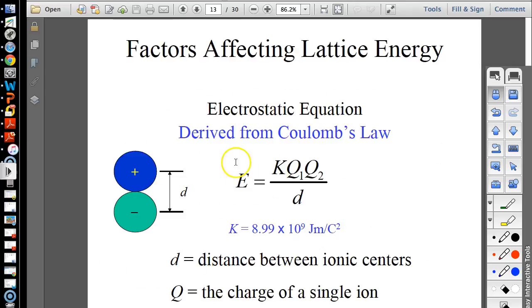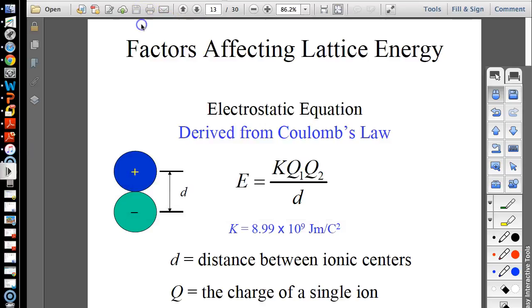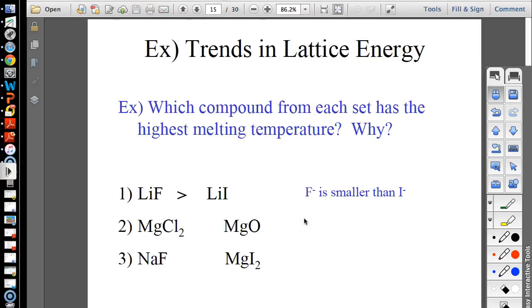Hey, there's Coulomb's law. Do you remember him? Opposites attract, that guy? Okay, there's his formula. Good times. Oops. So you don't need to worry about this.